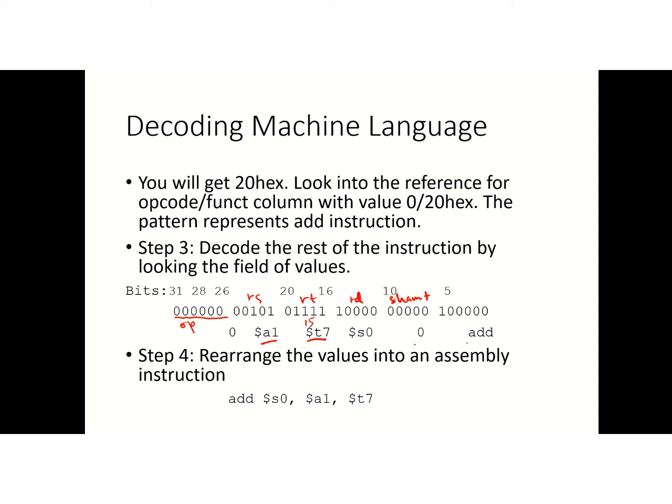After that, you will rearrange the values into an assembly instruction. Because this is an R format, add will be placed at the front, and then RD, RS, RT, like that. So that's how you decode your machine language.